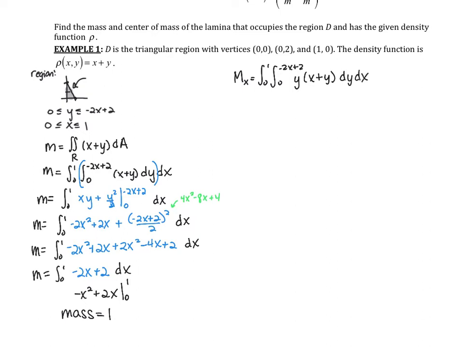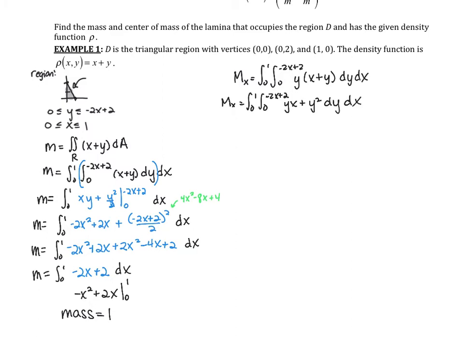Now what I want you to do is just hit pause and try this integration and see what you get for the moment with respect to x. Okay, again, I'm going to have to do my integration. It's going to be a little bit messy. So I get from 0 to negative 2x plus 2. Let's simplify this. So we get yx plus y squared dy dx.